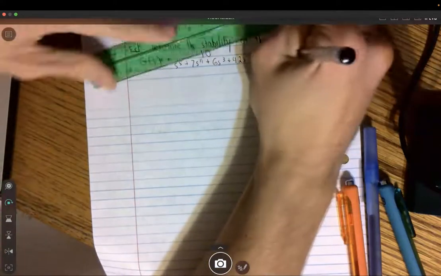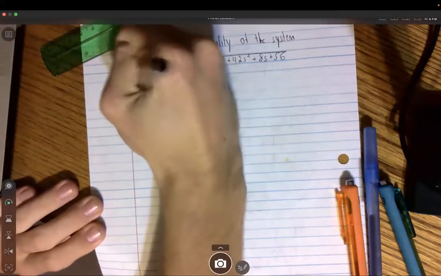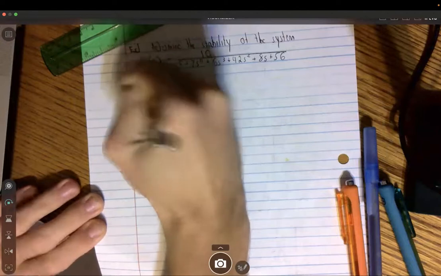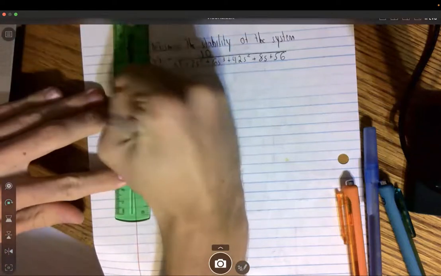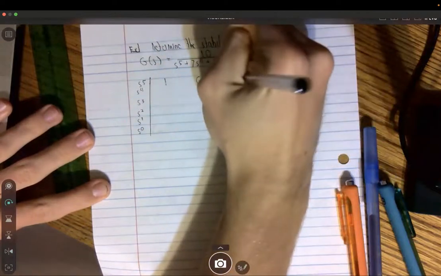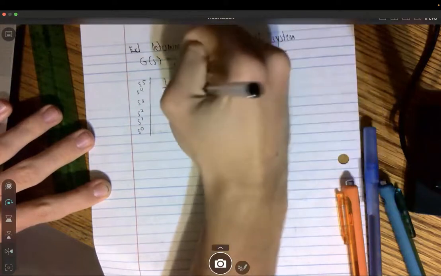Okay, now that we have this entire system, we have to make the Routh-Hurwitz table. So s to the power 5, s to the power 4, s to the power 3, s to the power 2, s to the power 1, s to the power 0. From this Routh's criterion, I'm going to fill in my coefficients. I have 1, I have a 6, I have an 8, and then here I have a 7, I have a 42, and a 56.